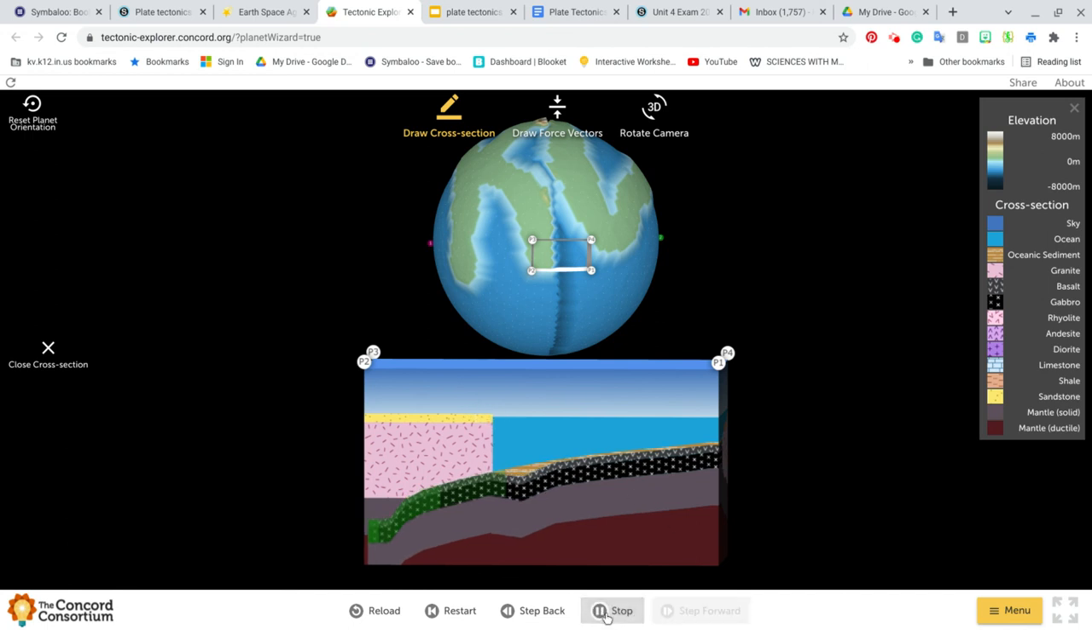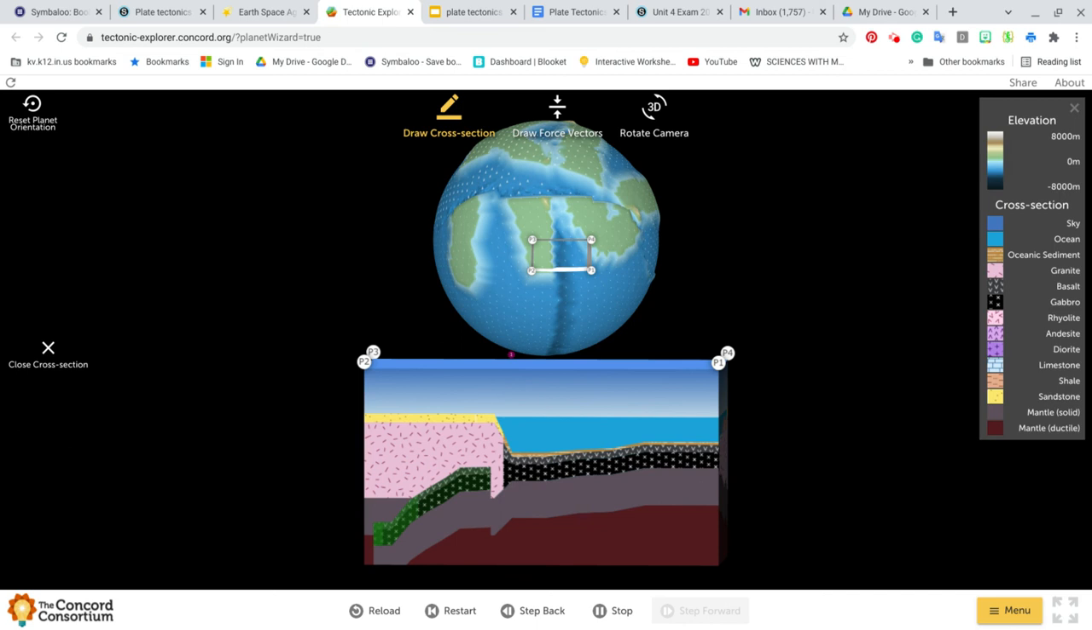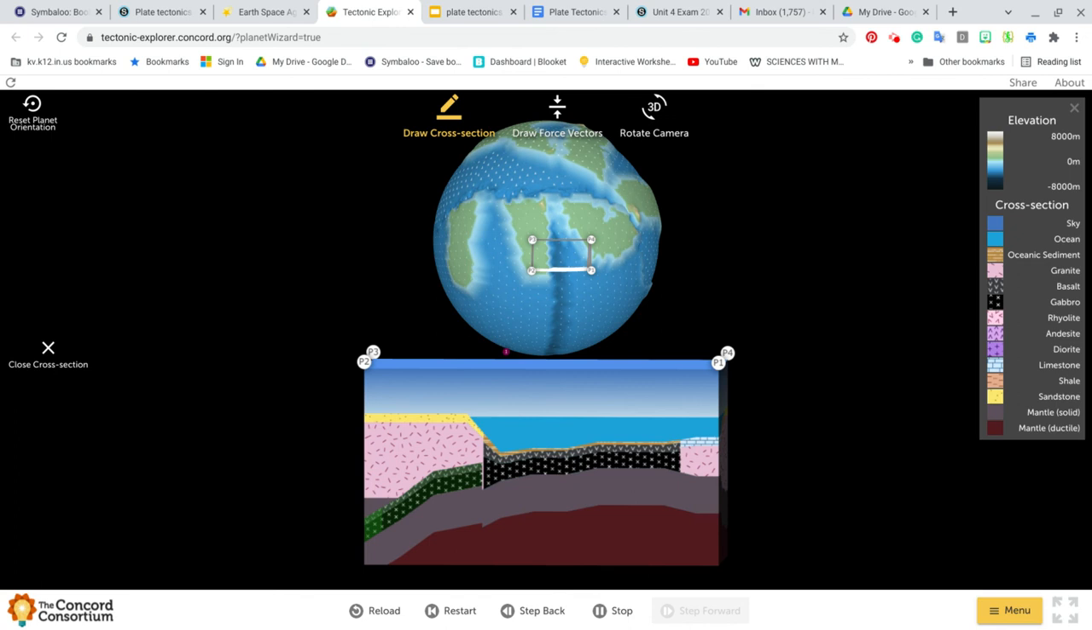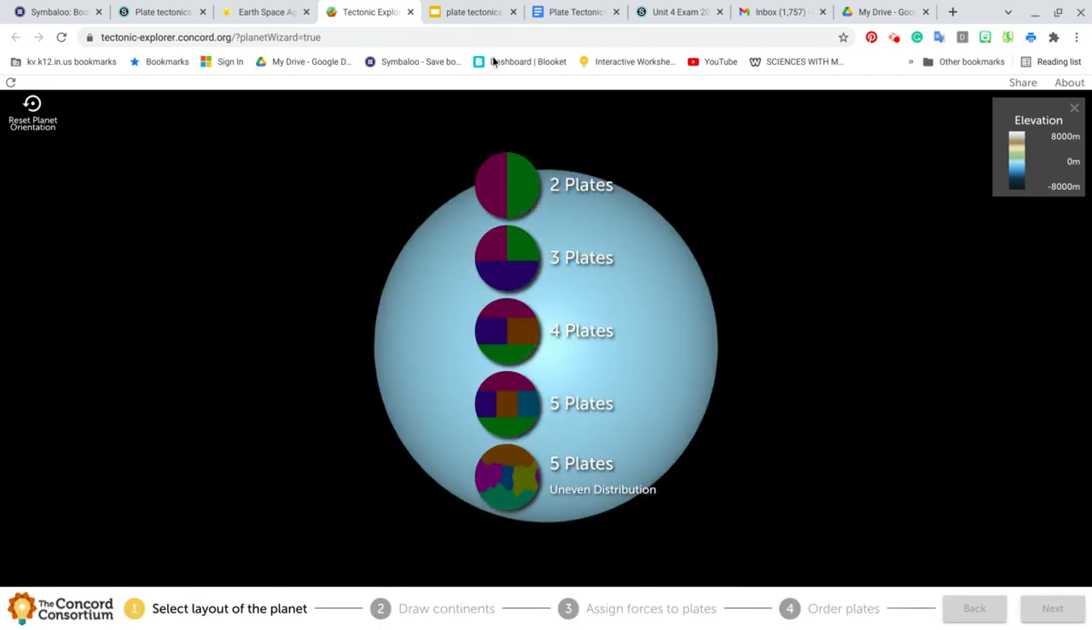Does anything interesting happen? Why is that splitting off like that? No, it's not supposed to split off like that. That might be a glitch in the computer. Okay, let's stop. Reload. Might need to play with that for a little bit more.